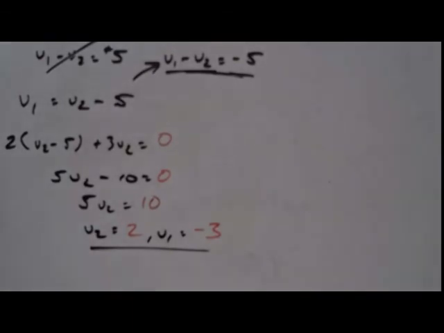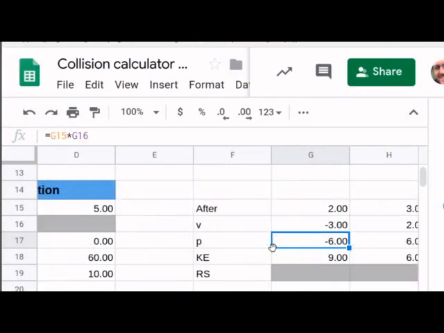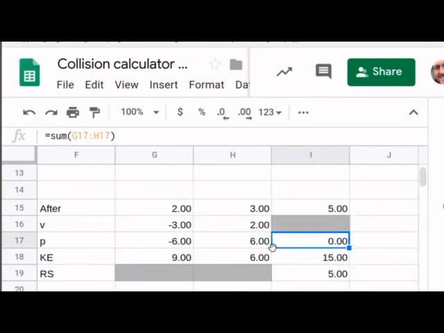So let's go back over to the calculator here and then scroll over to the right. And you can see that indeed it does have a velocity of negative 3 for object A, positive 2 for object B. Momentum still adds up to 0 as it has to. Kinetic energy is now 9 and 6 and 15, and the relative speed is 5. Okay. So I just calculated what's going to happen in the collision in a different reference frame. So what?